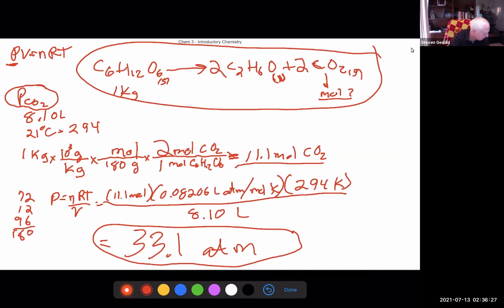Okay? That is basically the end of the chapter. Any questions on chapter 10? No. No? Yes, there's a question that's driving me nuts.